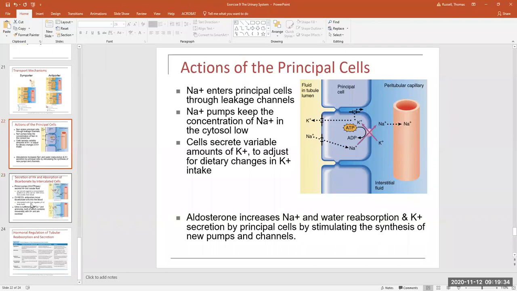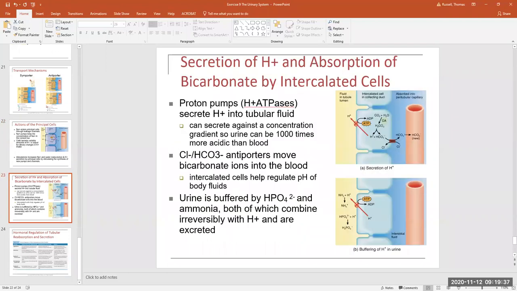Now, the last cell type and the last transporter that we're going to look at are the intercalated cells. And the intercalated cells are very important because these are the cells that truly manipulate blood pH by increasing the excretion of hydrogen in urine and increasing the bicarbonate reabsorption into the blood, or vice versa. And I'll give you an example.